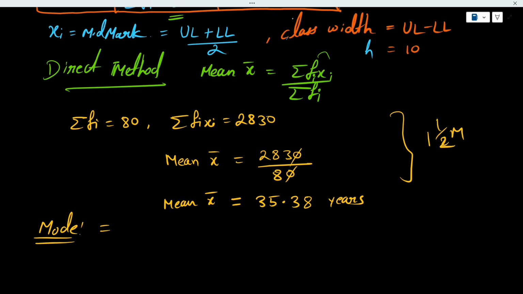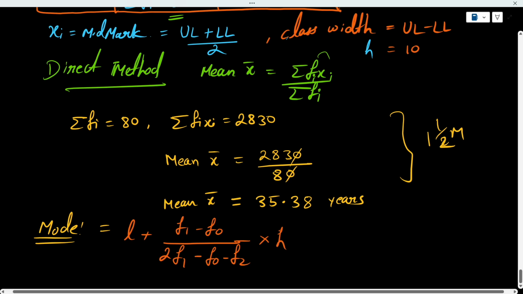If I write down the formula: L plus (F1 minus F0) by (2F0 minus 2F1 minus F0). This is F1, not F0, right? This is F1 minus F0. This is 2F1 minus F0 minus F2, into H, right? What is H here? Class width. You can write this whole thing in one bracket also.